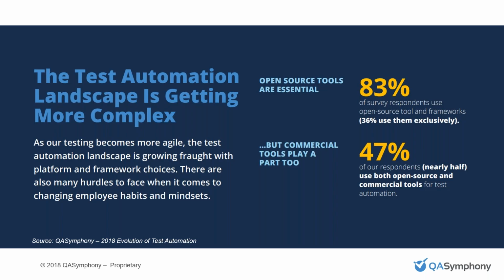And then the last one we look at is really around the complexity of your test automation. This is a new report that QA Symphony did with TechWell. It's called the 2018 Evolution of Test Automation. Again, lots of good nuggets in here as well.